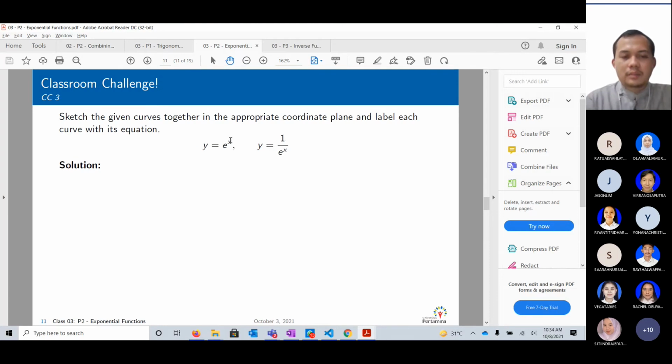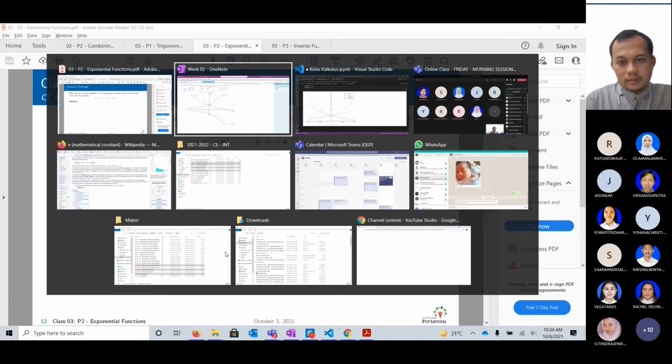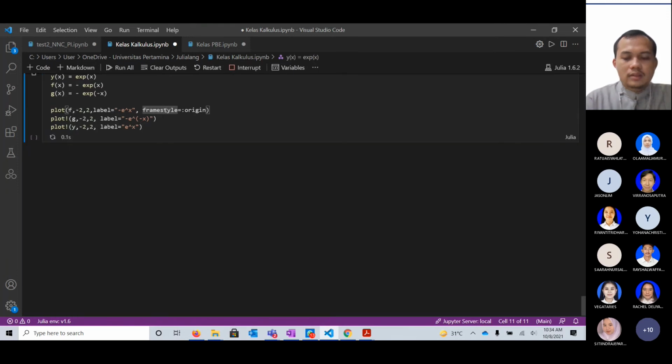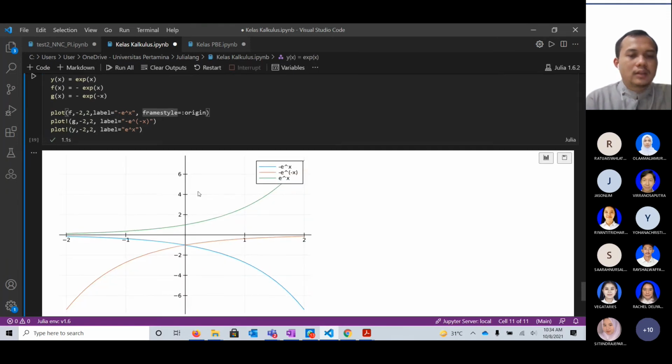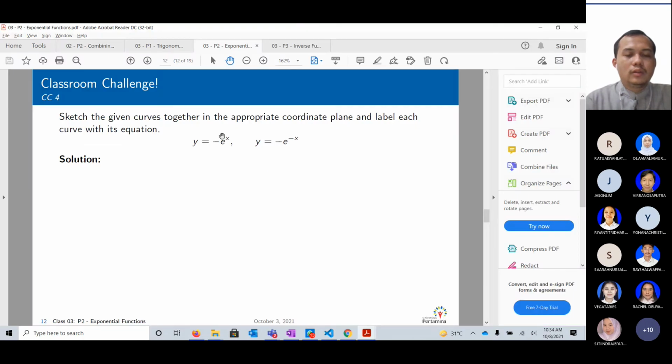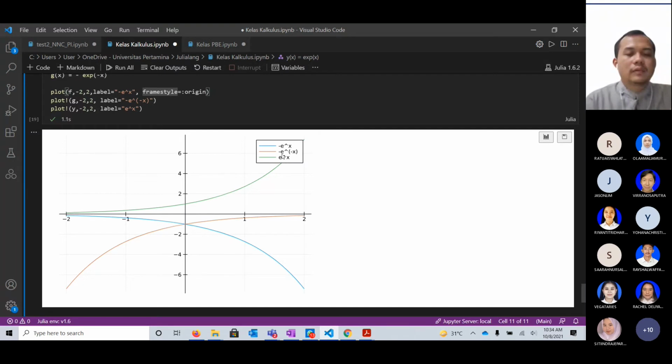Okay, so let me plot it here. So we have here the plot of e power x, the green one, and we try to multiply e power x by -1. That's why we reflect it by the x-axis. So we get the blue plot. So this is the plot of minus e power x.